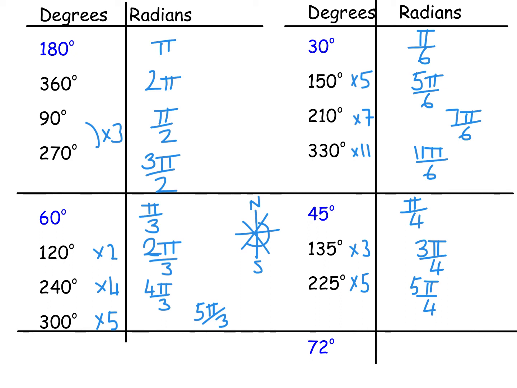And then the last one that's always worth knowing is 72. 72 goes into 360 exactly 5 times. So 72 would be 2 pi over 5, because that's 360 over 5. Okay, so 72 degrees is a fifth of a circle. So it's 2/5 of pi.